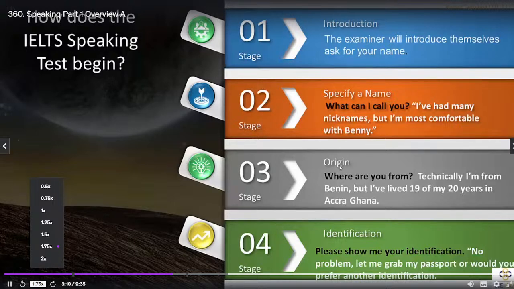Next, they're going to ask you your origin, where are you from? Technically, I'm from Benin, but I've lived 19 of my 20 years in Accra, Ghana. Identification. Please show me your identification. No problem. Let me grab my passport, or would you prefer another identification? This is normally how every test will begin, right? It normally will begin this way.